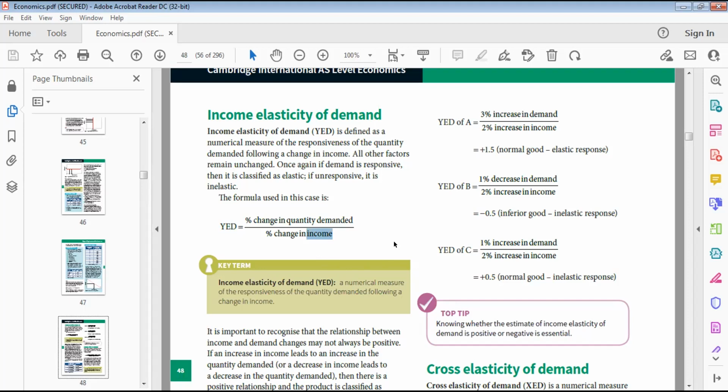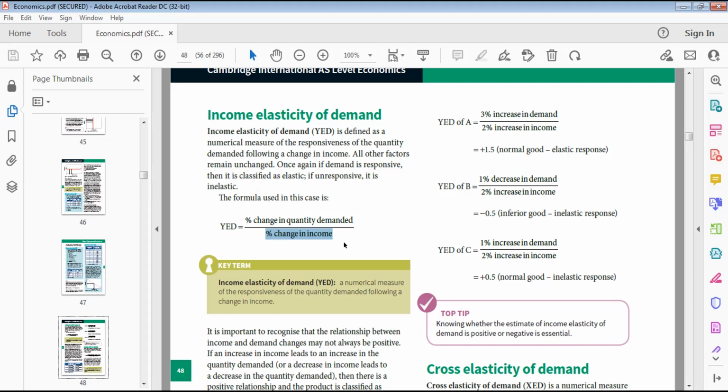So the formula is very similar to the price one. Previously it was price, now it's income. New demand minus old demand over old demand times 100. That is the percentage change in quantity demanded. And for the percentage change in income, it is again new income minus old income by old income into 100.